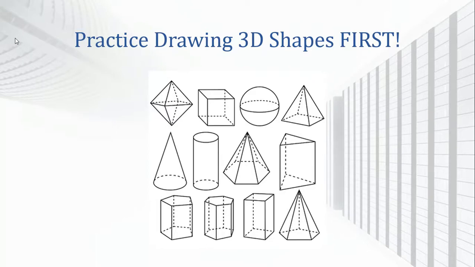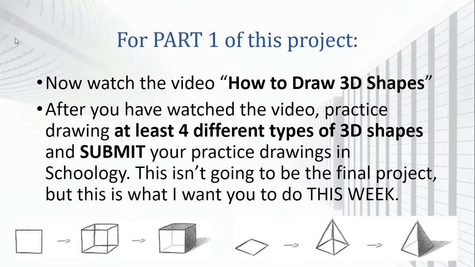So before we go on to draw our buildings, we're going to learn how to draw some of these different 3D forms. And you're going to have to make sure that you watch the video how to draw 3D shapes right after this. After you've watched the video, practice drawing at least 4 different types of 3D shapes and submit your practice drawings in Schoology. This isn't going to be the final project, but it'll be good practice for what we're doing next week.